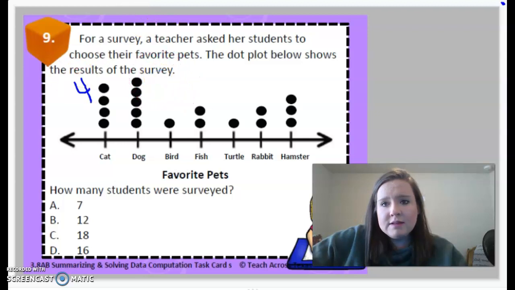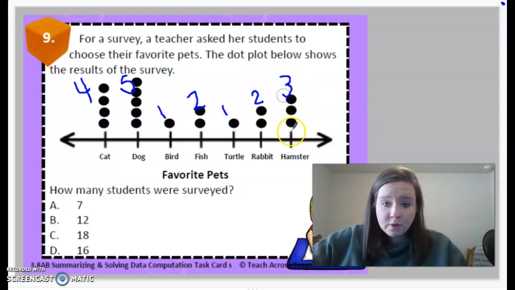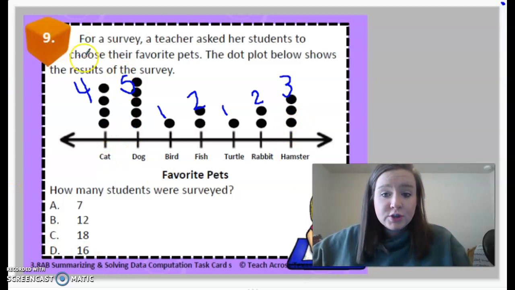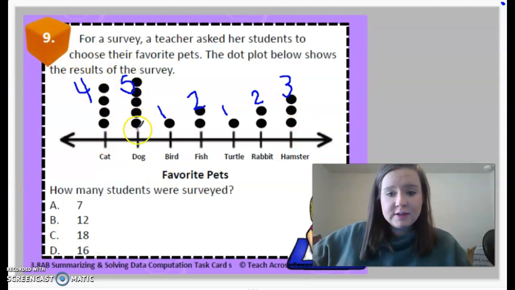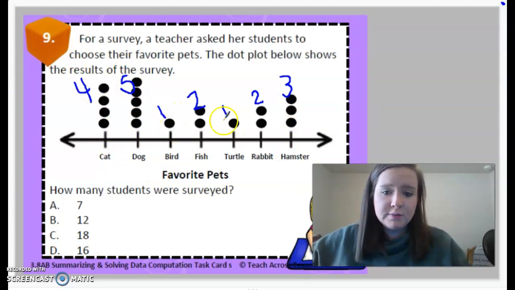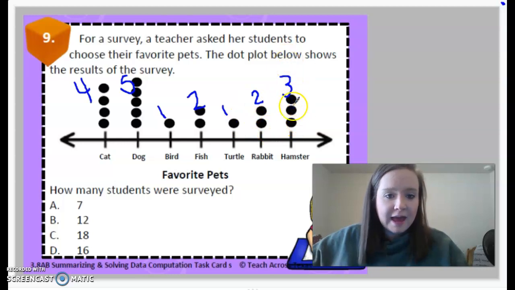And let me write them on the same side. Bird has 1, fish has 2, turtle has 1, rabbit has 2, and hamster has 3. Okay? 4 students chose cat. 5 students chose a dog. 1 student chose a bird. 2 students chose a fish. 1 student chose a turtle. 2 students chose a rabbit, and 3 students chose a hamster.